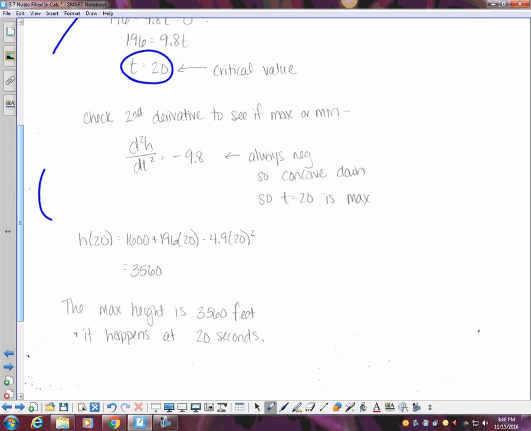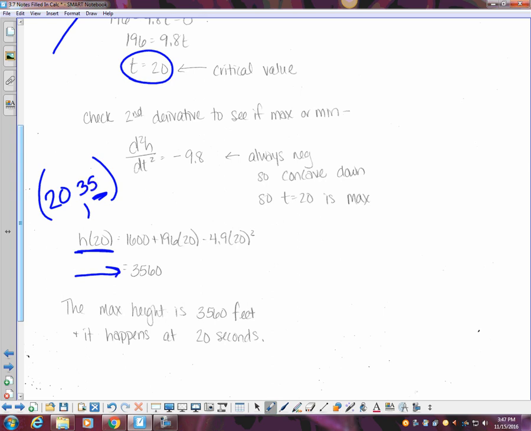So what I know right now is my vertex. I know that my x value, or my t value, is 20, but I don't know this value yet. So I find h of 20, and again, it's the original function, and I get 3,560.